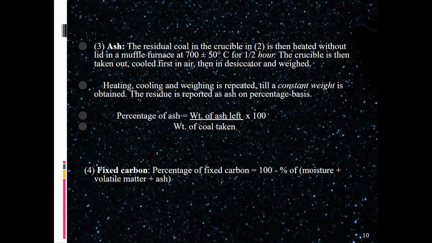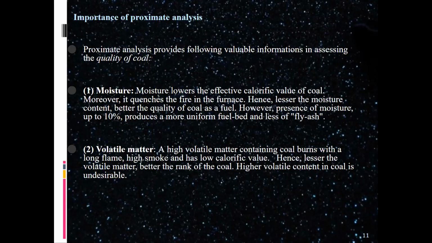So this is about the proximate analysis of coal. In proximate analysis, we are going to find out the percentage of moisture, volatile matter, ash, and fixed carbon. Now we are going to see the importance of proximate analysis. Importance is nothing but the significance of proximate analysis.